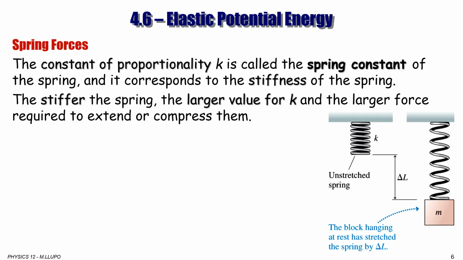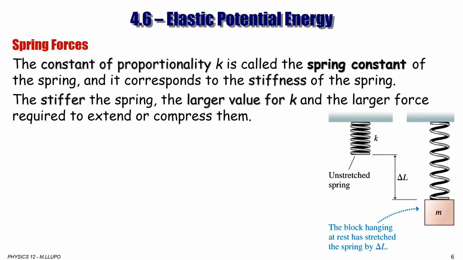The constant of proportionality K is called the spring constant of the spring, and it corresponds to the stiffness of the spring. So that means the stiffer the spring, the larger the value of K, and the larger the force required to extend or compress it.